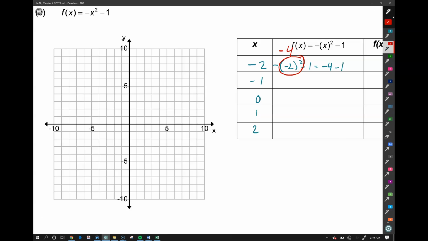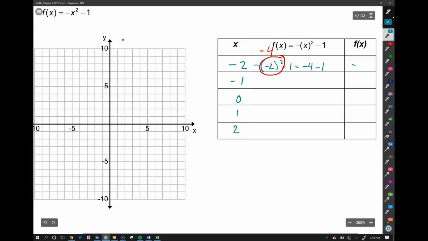So wait, what does the negative on the front do? It flips it upside down. If you don't see that, don't worry. It's fine. Right now, all we're doing is just plugging in. Negative 4 minus 1 is negative 5. So negative 1 minus 1 is negative 2.